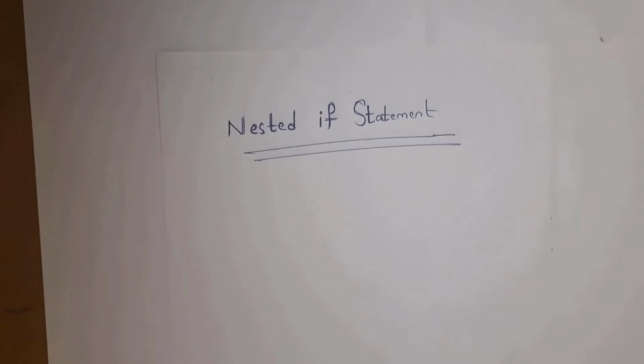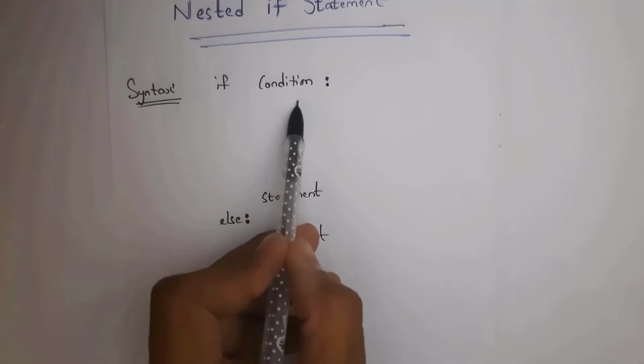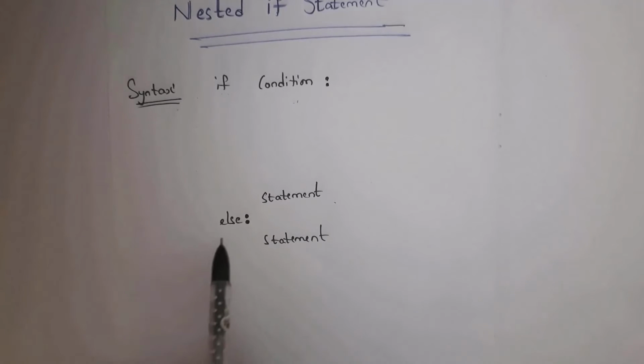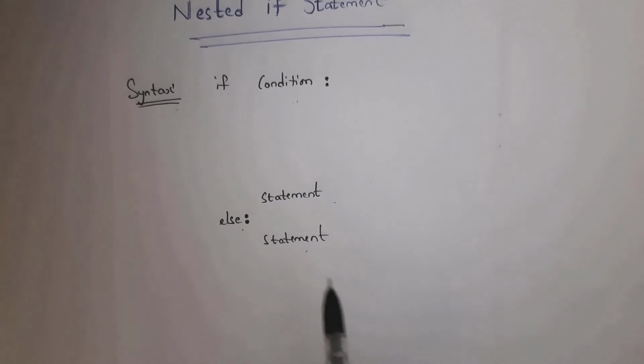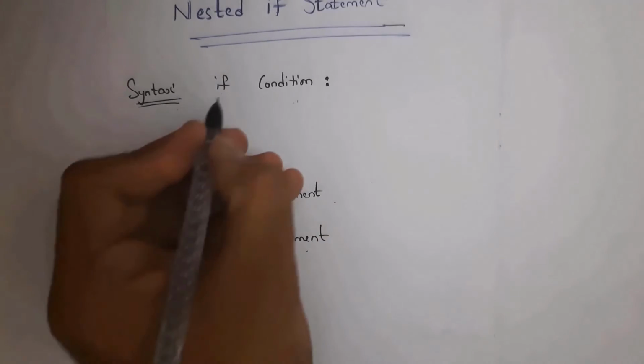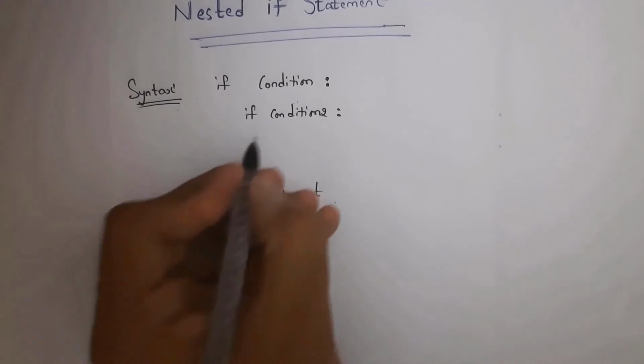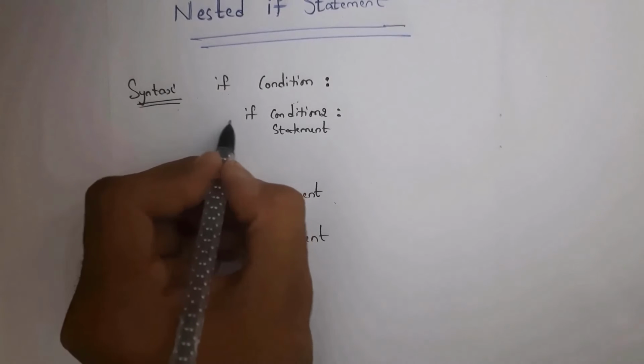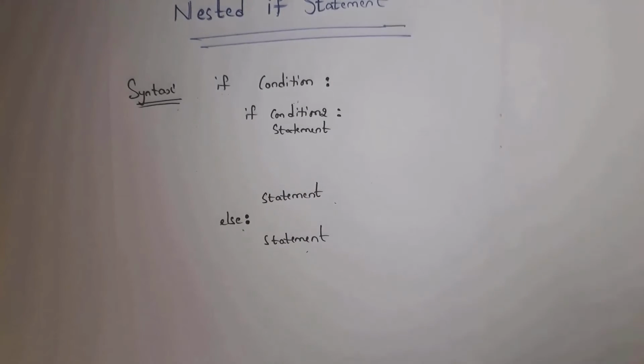There is one more statement, that is the nested if statement. If you write one if statement inside another if statement, then we call it a nested if statement. I will write the syntax of nested if. At first you need to write the if condition and statement. After that write else and statement. This is the if condition. Now inside this if condition, you need to give another if condition, like if condition 2 and statement. Here you need to give a gap because we are writing an if statement inside another if statement.